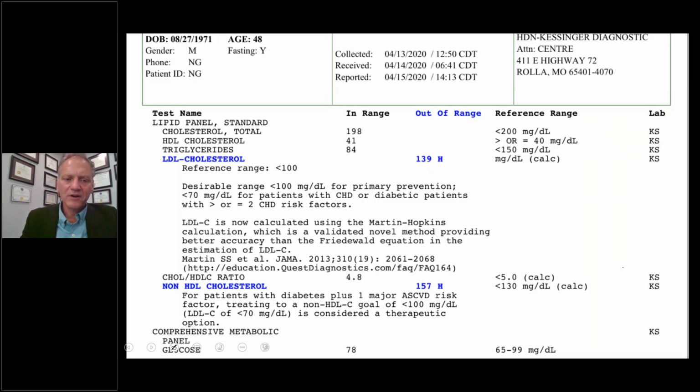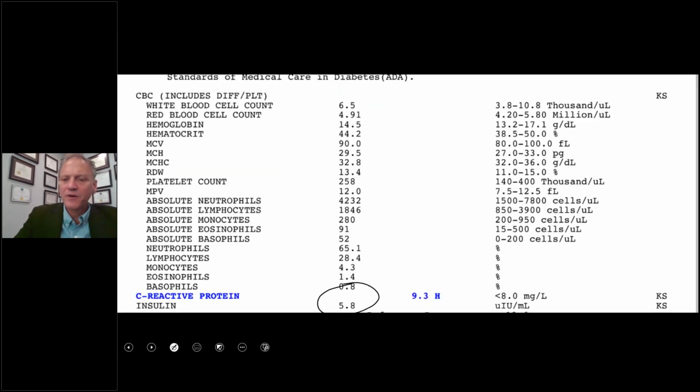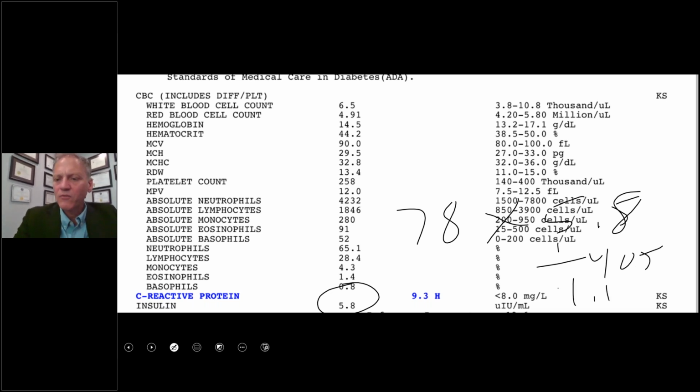So what happened afterwards? Glucose at 78, which is actually a little low. Hemoglobin A1C after 3 months has gone to 5.6, which is getting very good. And his insulin now is 5.8. So we take 78 times 5.8, and then we divide that by 405, and we come up with 1.1. So he's doing much better on that. This is how you keep score.